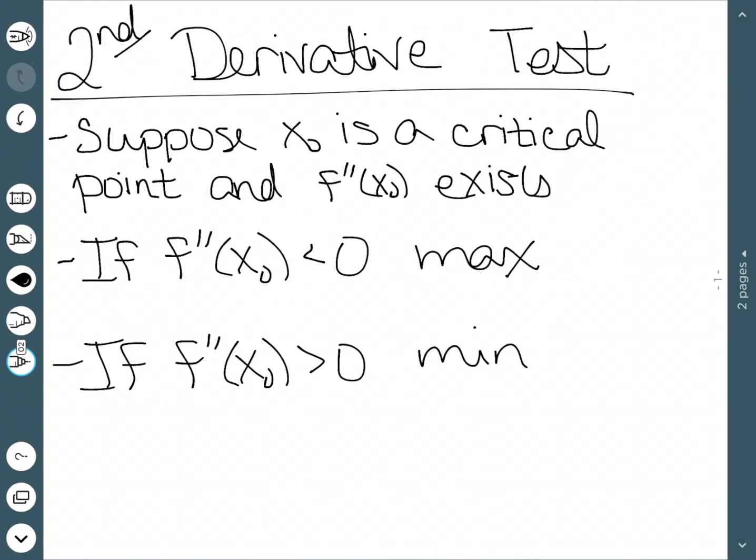And once again, we can do these if we remember concavity. A negative second derivative means we're concave down, which looks like a maximum. And a positive second derivative means we're concave up, so it looks like a minimum.